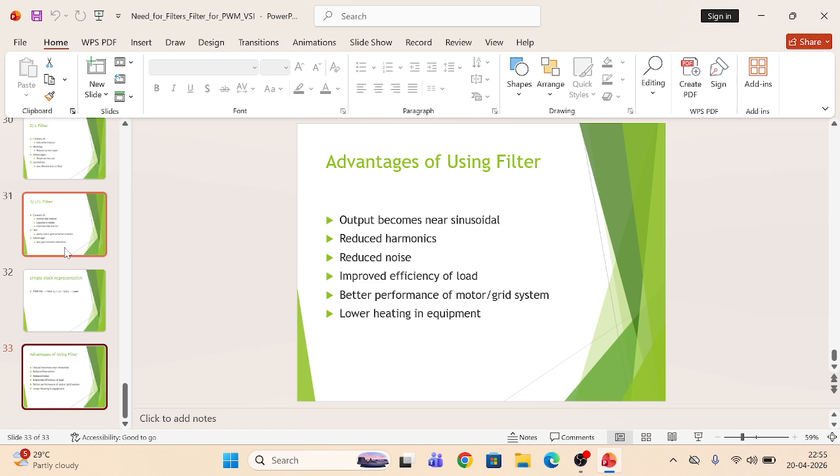So finally we say that power line disturbances affect the power quality, and devices like UPS and filters help maintain a stable and reliable power supply.